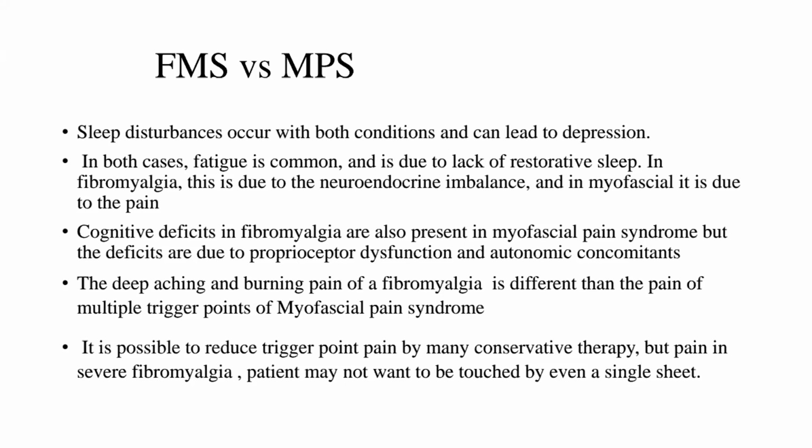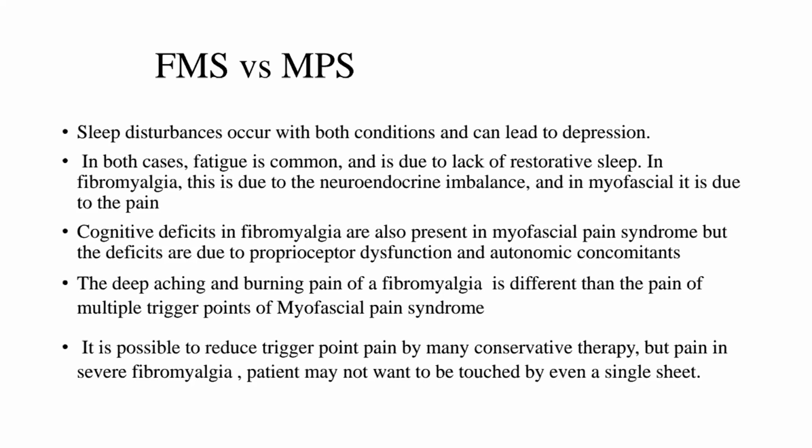So there is a cognitive defect that will also be there in fibromyalgia, and also in myofascial pain syndrome. But commonly these cognitive impairments and deficits are more in fibromyalgia. Even proprioceptive dysfunction and autonomic dysfunction will be present in fibromyalgia. There is a deep aching and a burning pain in fibromyalgia, which is different than the pain of multiple trigger points.